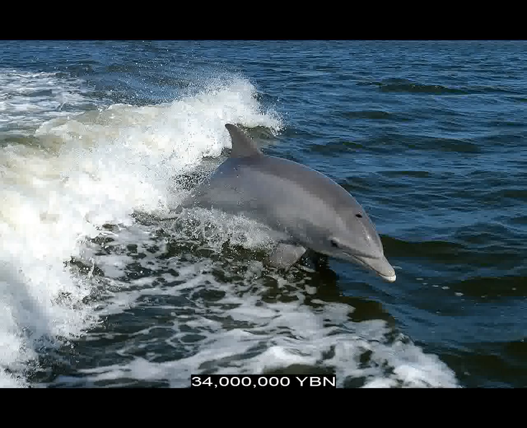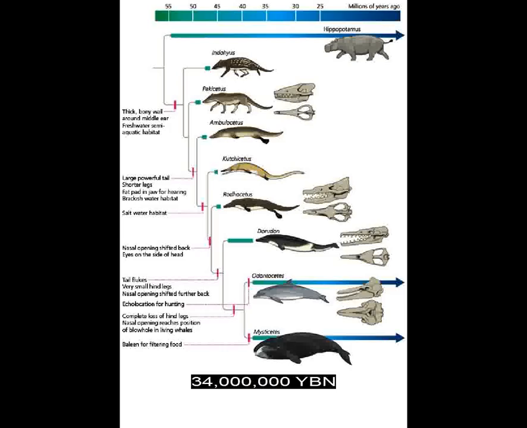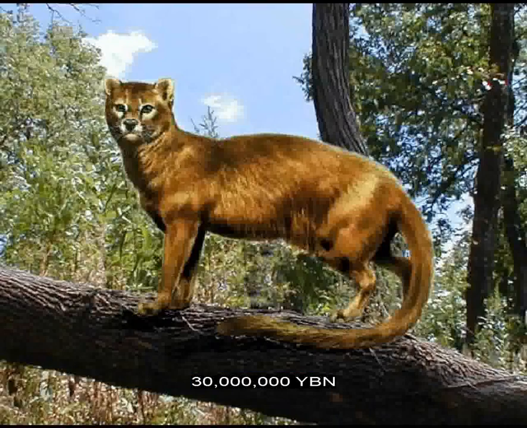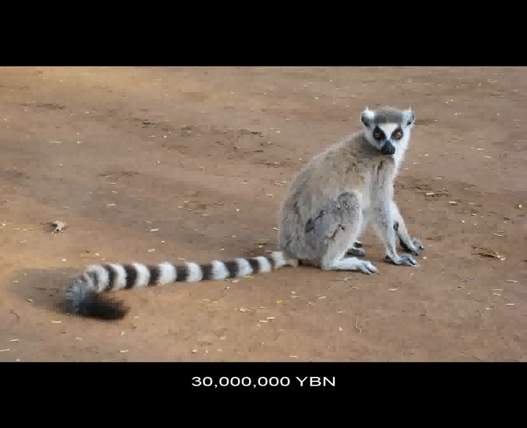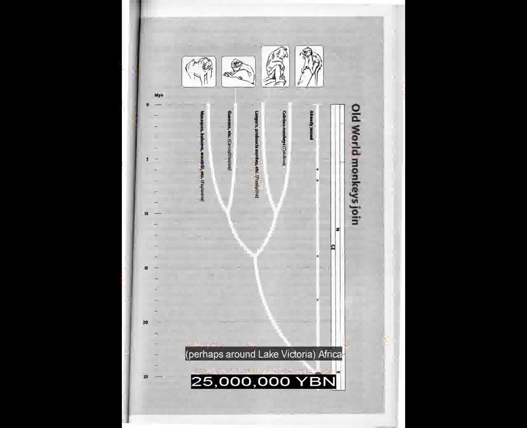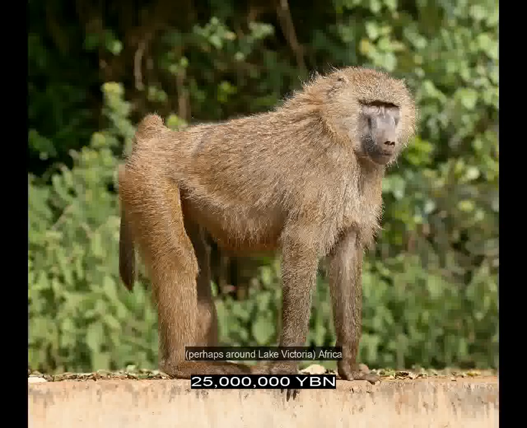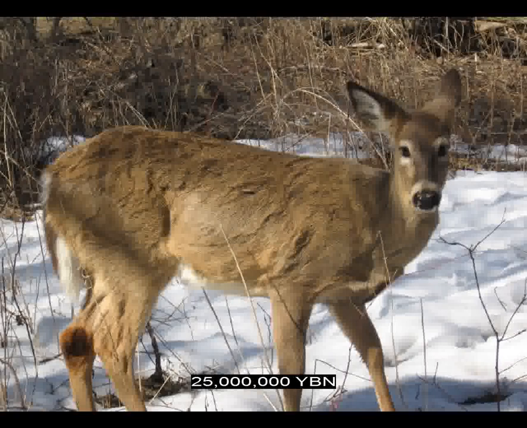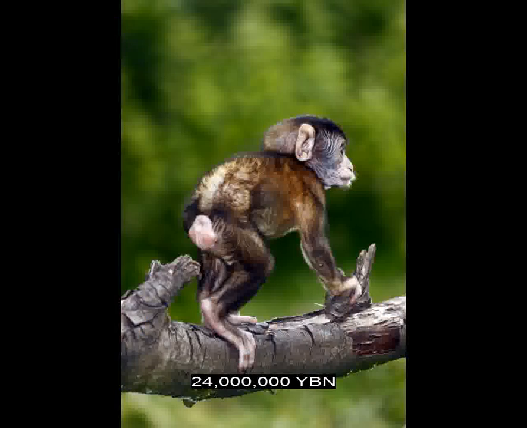Toothed whales include dolphins, sperm, and killer whales. Baleen whales include blue, humpback, and gray whales. Cats evolve. The primates true lemurs evolve. The first pigs evolve. The primates Old World monkeys evolve, the ancestor of the macaques, baboons, mandrills, proboscis, and colobus monkeys. The first deer evolve. The ancestor of all hominoids, gibbons and hominids, loses its tail.